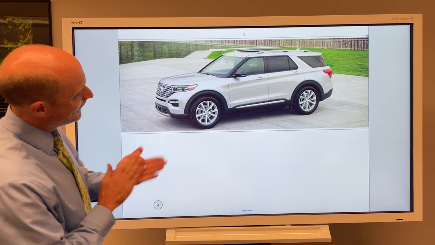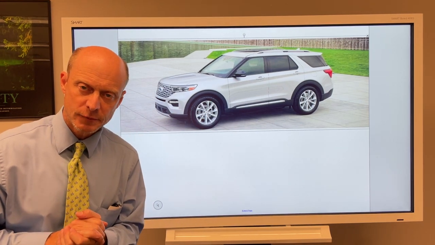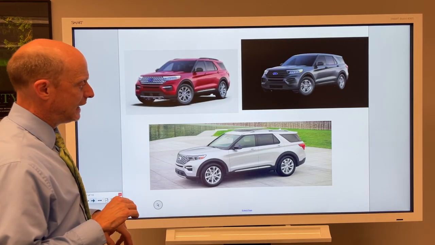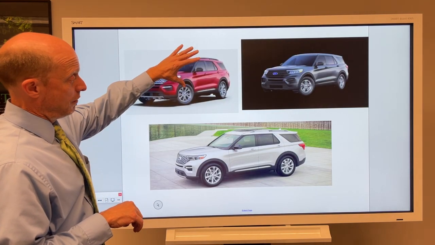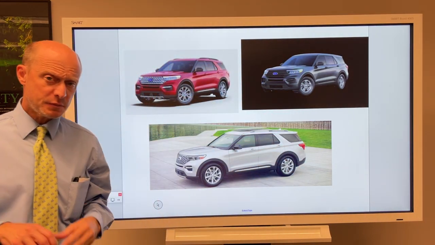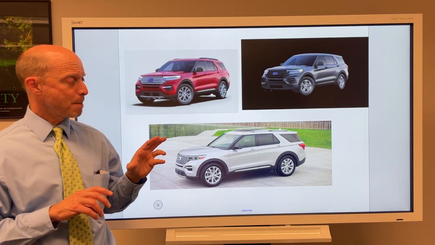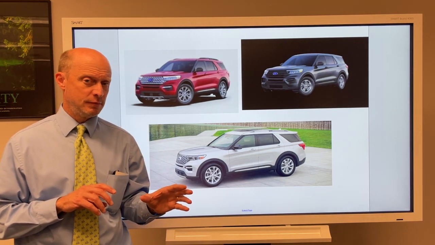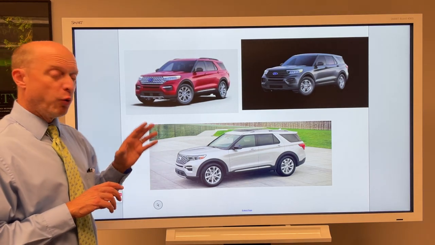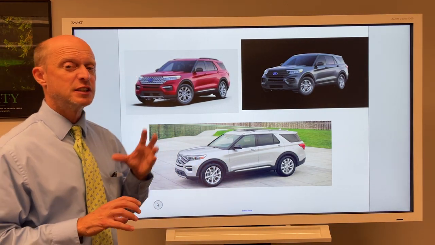So this is a Ford Explorer, okay? And this is a Ford Explorer, and this is a Ford Explorer. Okay, so they're all the same exact car. Now, the point of bringing this up is the fact it's about color.